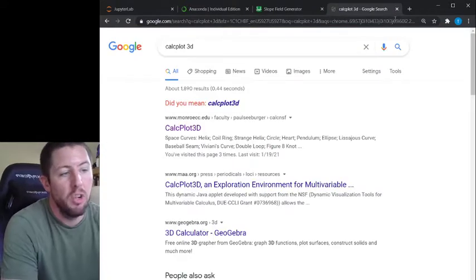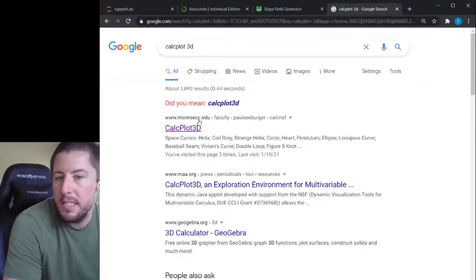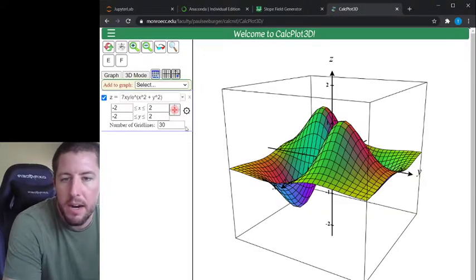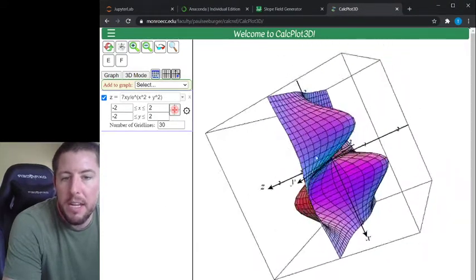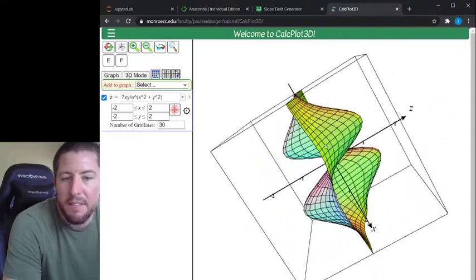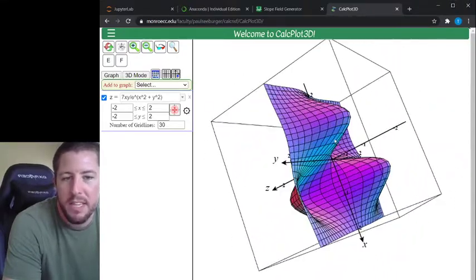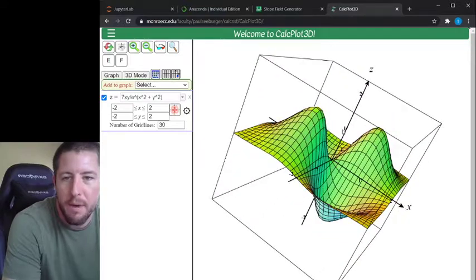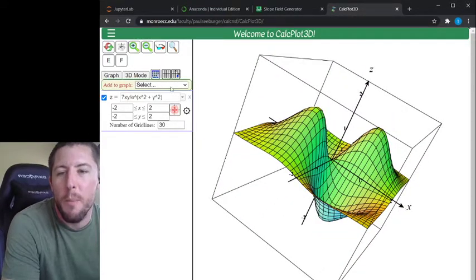So just going to general old CalcPlot 3D, you can see it's at monroecc.edu. That's the college of the guy that made it right here. In general, CalcPlot 3D is for making really nice 3D graphs of things. And if you haven't seen this before, I'm assuming you're saying, holy crap right now. This thing can do so much cool stuff.